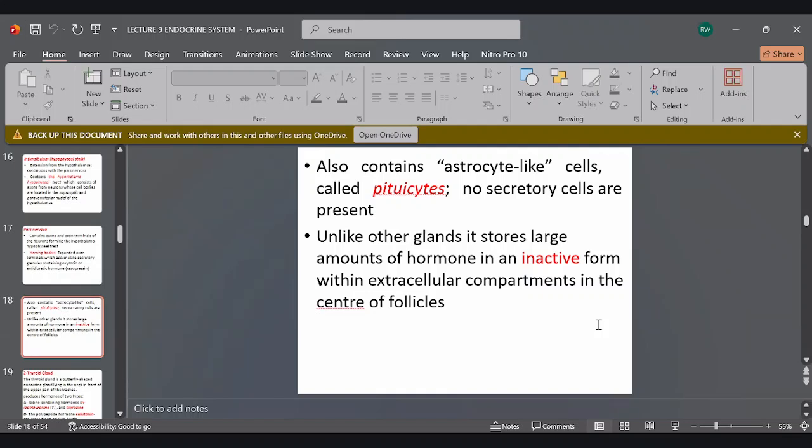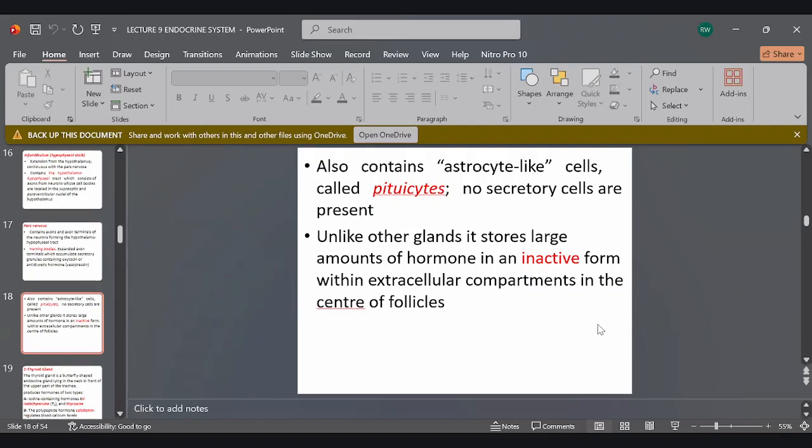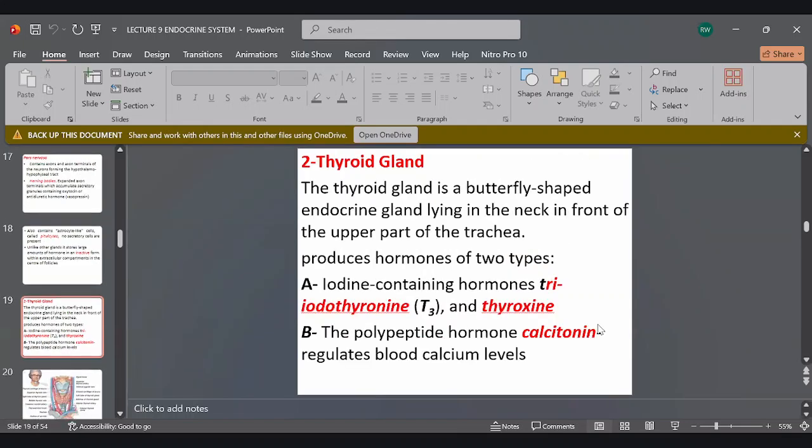Now, unlike other glands, it stores large amounts of hormones in an active form within the extracellular component in the center of the follicles. Now, that's all about the pituitary and hypothalamus. Now, let us focus on the thyroid gland.